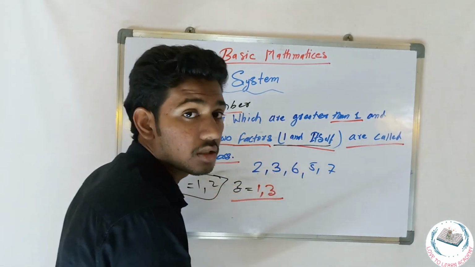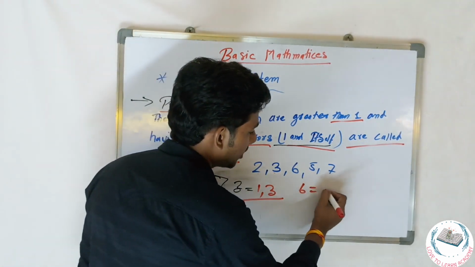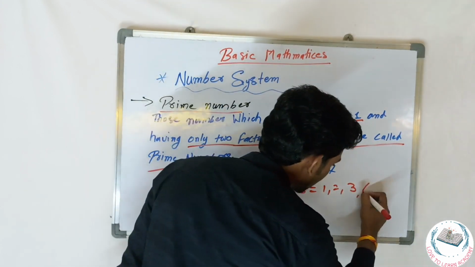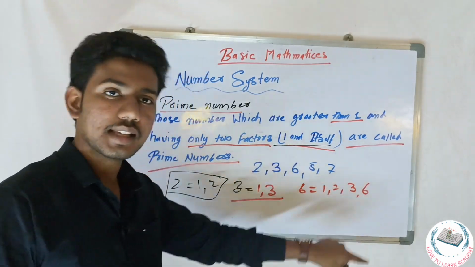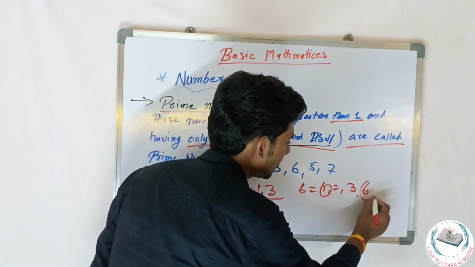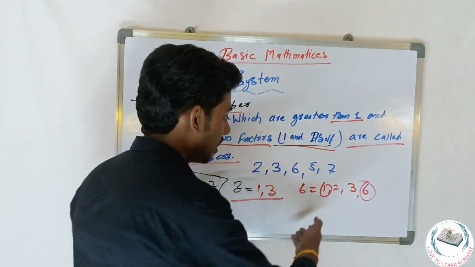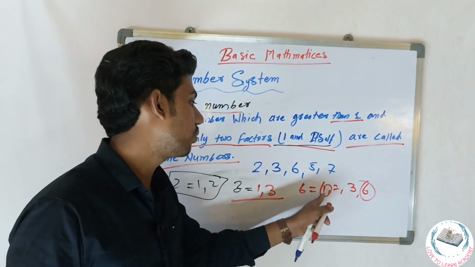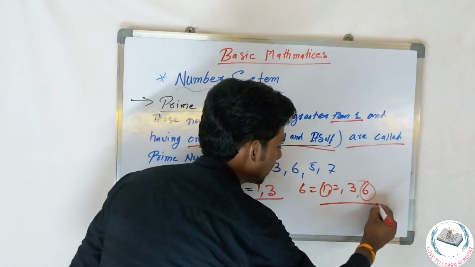And take an example of 6. If you take 6, it will be divisible by 1, 2, 3 and also by 6. So it is divisible by 1 and itself, yes, but the condition is that it must have 2 factors only. In 6 there are not 2 factors. There are 4 factors: 1, 2, 3 and 6.